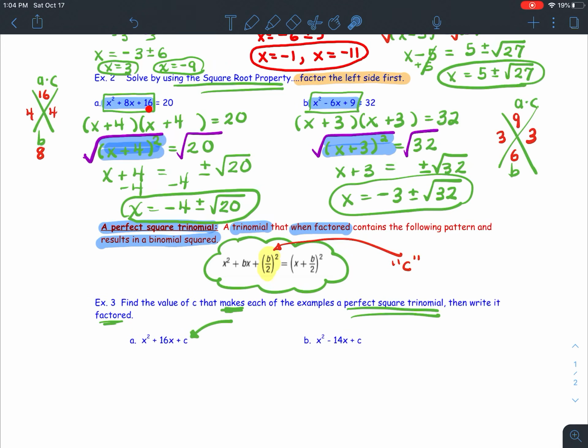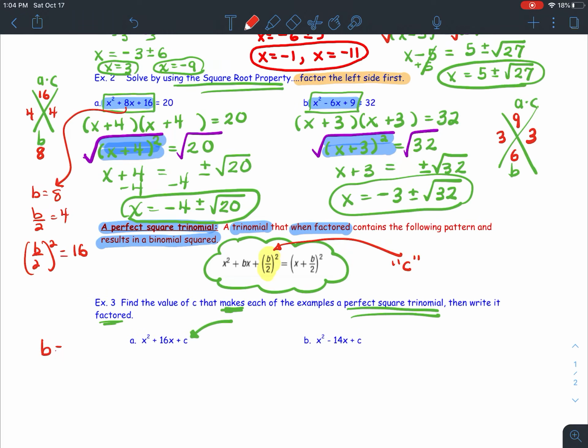Now let's look back here. Let's see if that's true. Our C value on this one was a 16. So this is saying if I take the B value, which is 8, and divide that by 2, make it a 4, and then I square that 4, I get a 16. And look, 16 is exactly what the C value was.